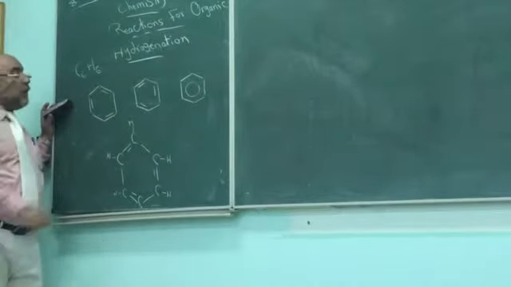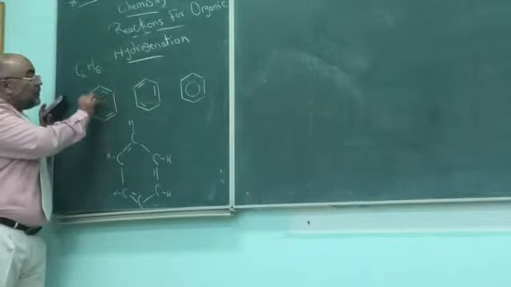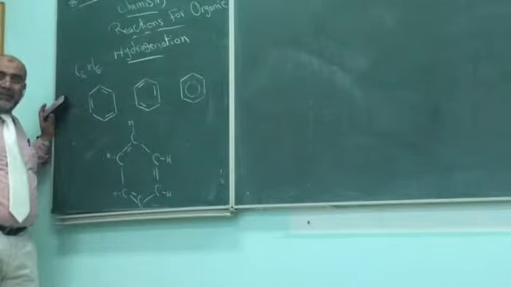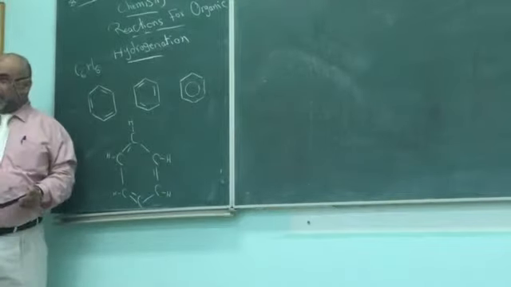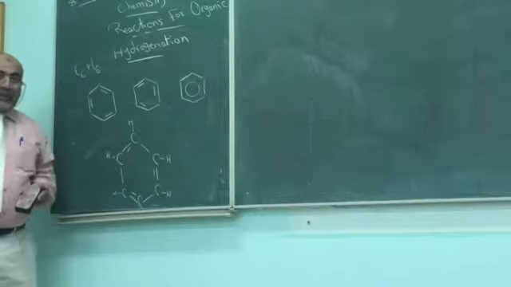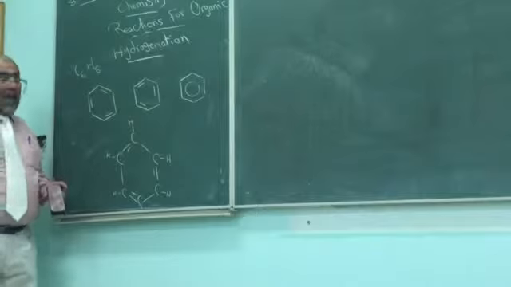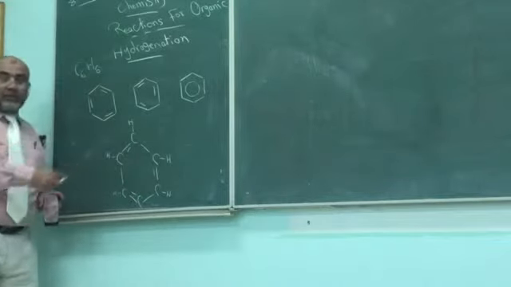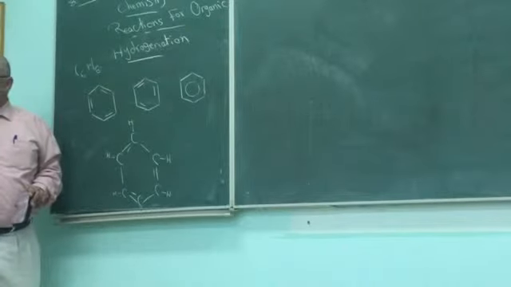Mr. Muhammad, how many pi bonds here? How many pi bonds? 1, 2, 3, right? Yes. From this one, how many sigma bonds? Count. 3, 6 with hydrogen, right? 9. And another 6 between carbon, right? That means 12.